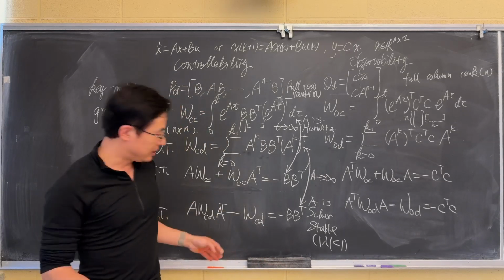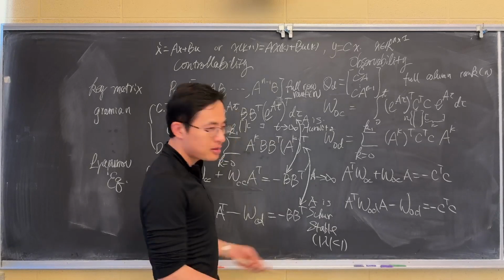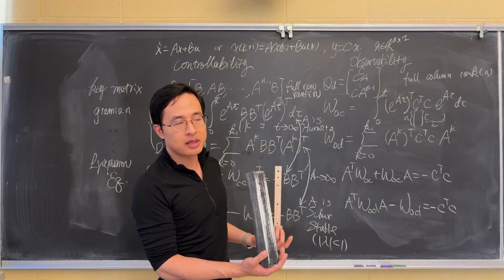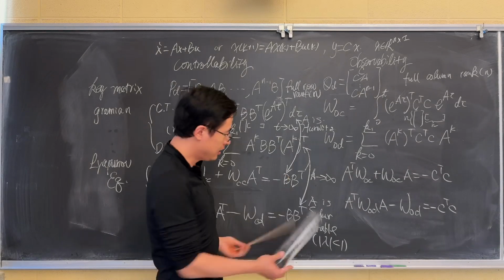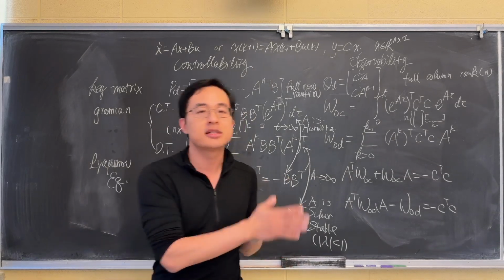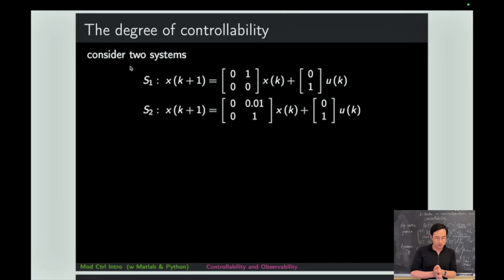We know that two systems can both be controllable, but some of them may be more difficult to control. This is because the degrees of controllability are different. Consider these two systems. Both are discrete time. The first system is 0, 1, 0, 0. The system is controllable because it is in controllable canonical form. You see, the B matrix is 0, 1, and A has this 1 in the first off-diagonal element.